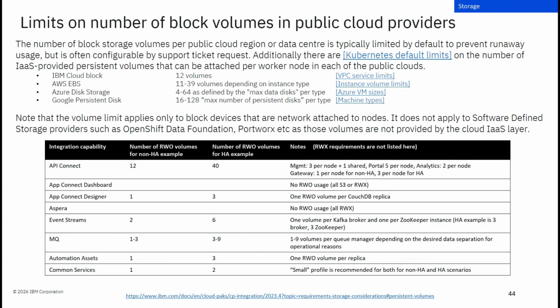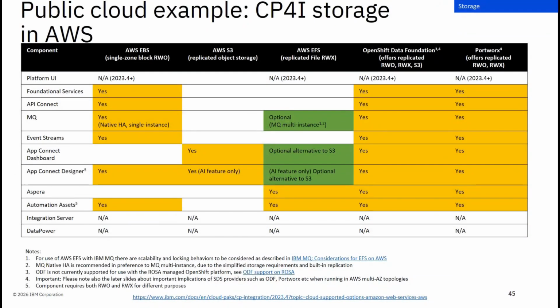Cloud providers have limits on block volumes per region and per worker node. Customers must plan deployments within these constraints, especially for high availability scenarios. AWS EBS is used for RWO, EFS for RWX, and S3 for object storage. ODF and Portworx support cross-AZ replication, but performance and cost trade-offs must be considered.